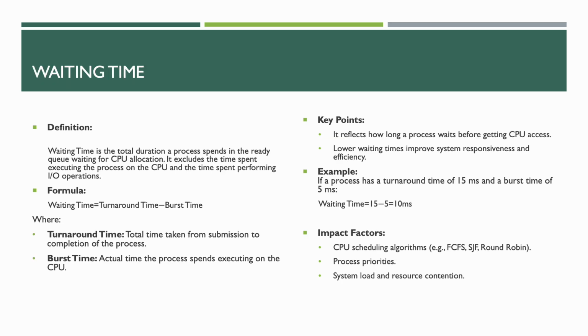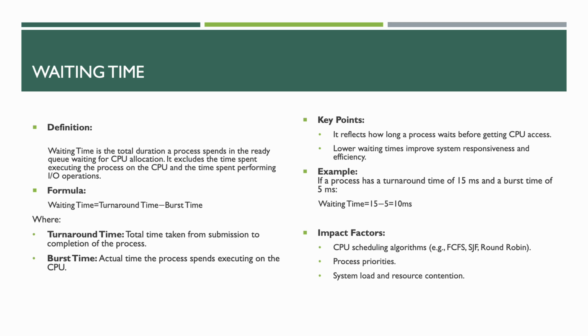Okay, now let's discuss an essential concept in processor scheduling, which is waiting time. Now, waiting time refers to the total duration a process spends in the ready queue, waiting for CPU allocation. It does not include the time spent executing the process or performing IO operations. So, the name waiting time means waiting. So, whatever time it takes for the process to wait for its turn to get in the processor, the total duration is the waiting time.